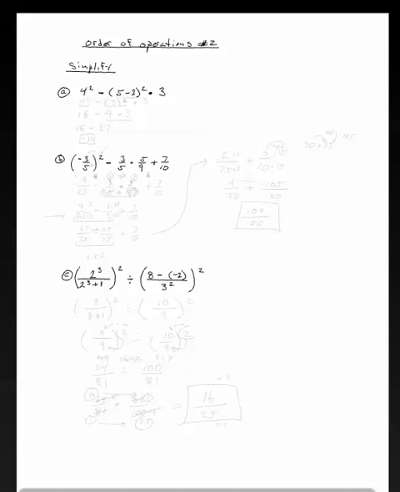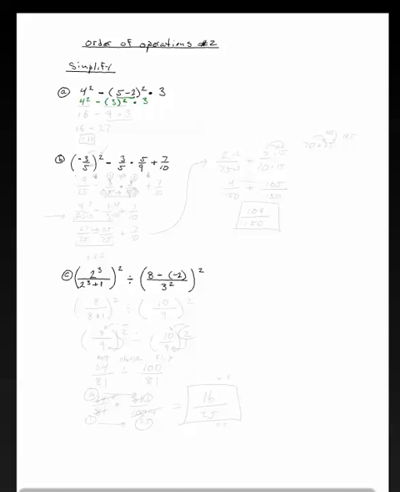In example A, we have 4 to the power of 2 minus, and then in parentheses, 5 minus 2 to the power of 2 times 3. And we know from the previous video that we have to do what's in grouping symbols first. So that means that I'm going to have to do that 5 minus 2 first. So that gives me 4 squared minus, and I'm going to keep my parentheses for now, 5 minus 2 is 3 to the power of 2 times 3.